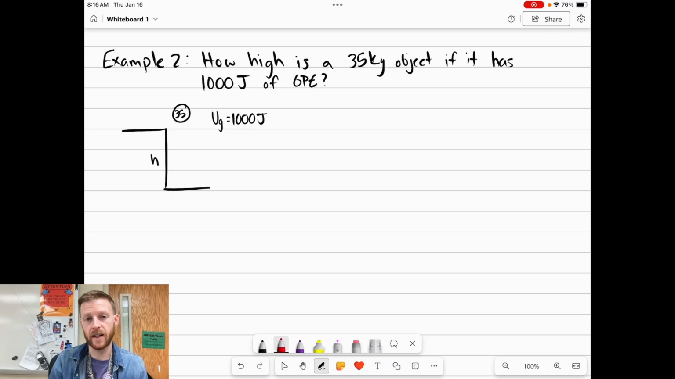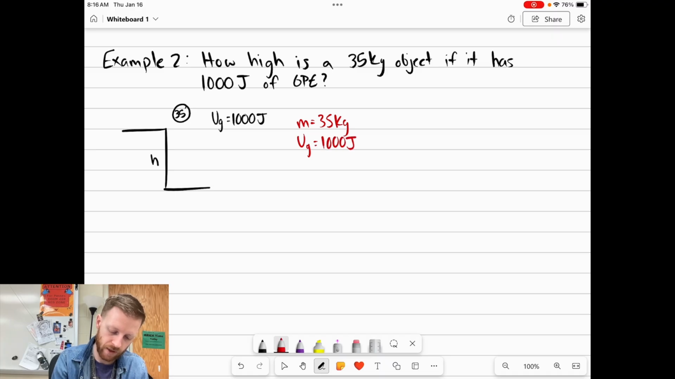Then I'm going to go to my given step. What do I know? Well, I know mass, 35 kilograms. I know U_G is 1,000 joules, and I don't know my height. So I'm going to go to the equation step. As you know, this is a time where you can pause the video, solve it yourself, and then come back to see if you can get it. I'm going to have my equation, U_G equals mgh, and I'm solving for h.